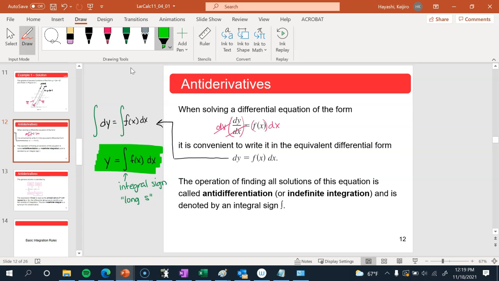So how you would read this is, y, which is the original function that you're looking for as a solution to some differential equation. Y is, the equal sign representing the word is, y is the indefinite integral of f of x with respect to x. You can also just say dx, but it means with respect to x.